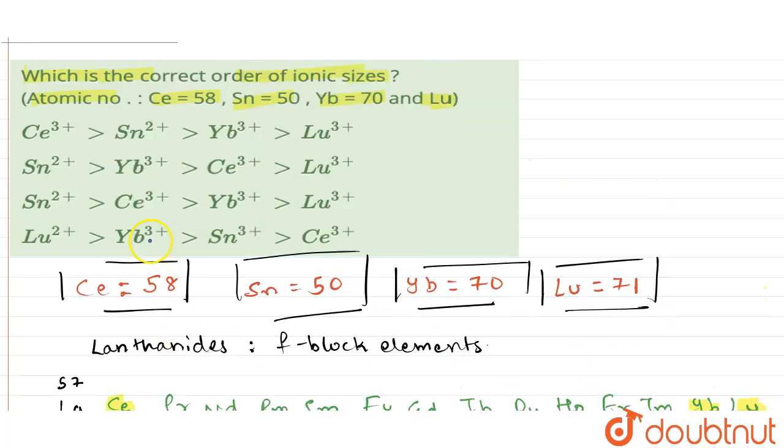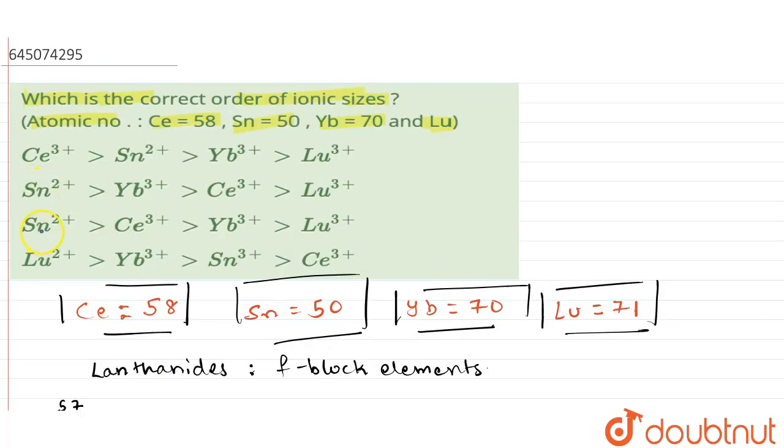Now let's check the options which we have. Sn+2 is available in this and this. Here we have cerium, ytterbium and lutetium. So automatically Sn is present in second and third, so the first and last options become incorrect. Here we have Sn+2, ytterbium+3, but here we should have cerium first, so this becomes incorrect. And here we have Sn+2, cerium, ytterbium and lutetium. So option C will be the correct answer for this question.